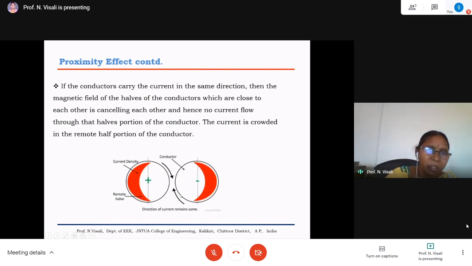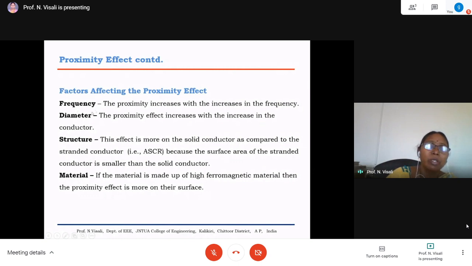It depends upon the material, the structure, the diameter, and the frequency. This proximity effect is going to be affected by these.